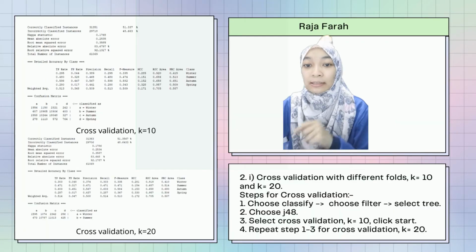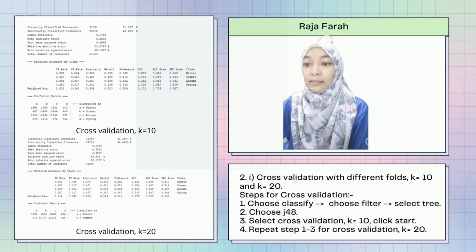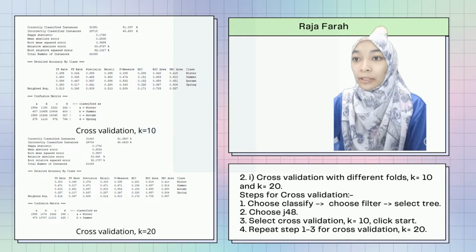For model development and evaluation, we choose classification. So these are the steps for cross-validation with K10 and K20. Then these are the results for K10 and K20 cross-validation.